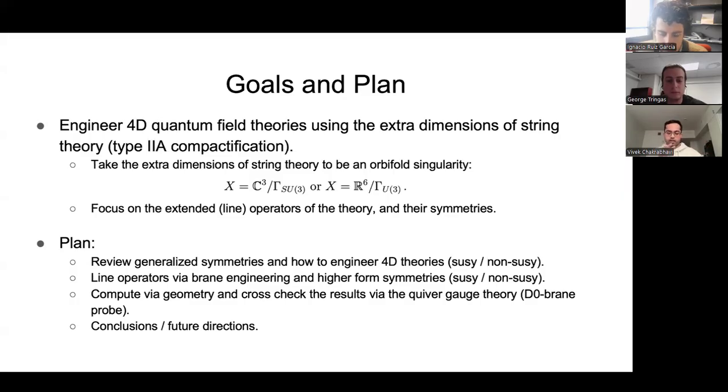We'll talk about how to engineer the line operators using branes. And we'll compute the higher form symmetries that these operators are charged under. And again, we'll do both SUSY and non-SUSY. We'll compute these higher form symmetries in two different ways. One, which I'm calling the geometric approach, will become more clear as we go. And what we'll do is cross-check this geometric result via studying the quiver gauge theory that we get by taking a D0 brane probe of the singularity. And finally, we'll have some brief conclusions and talk about some interesting future directions.